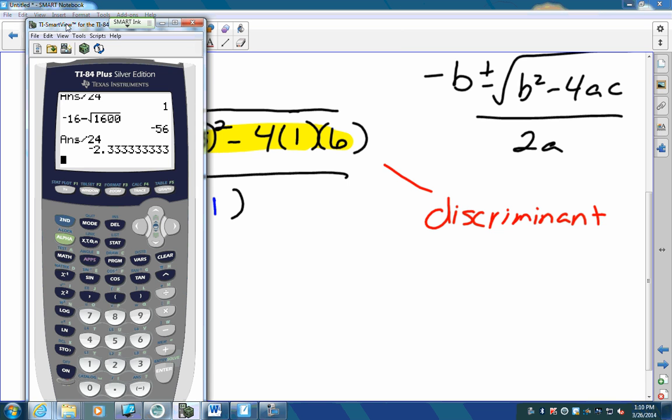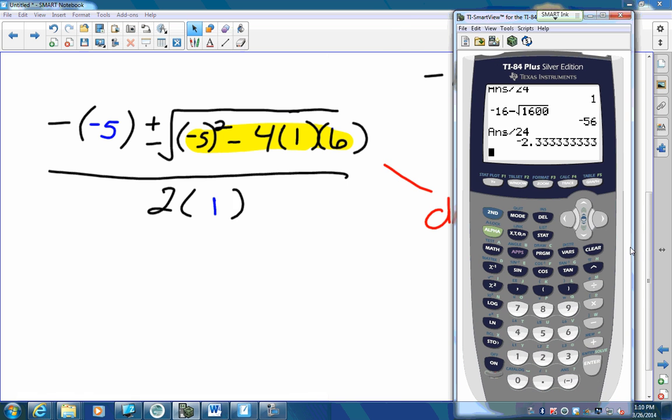All right, so we need to go into the handy-dandy calculator. This is where I told you need to practice this and make sure you're getting the same thing I am. Let's put this in here. I've got negative 5 in parentheses squared minus 4 parentheses 1 parentheses 6. Look, I'm in the home screen. I'm not in y equals. Now press enter.